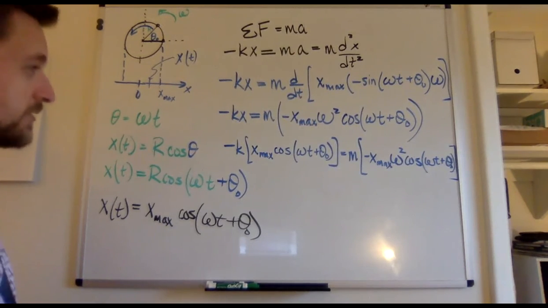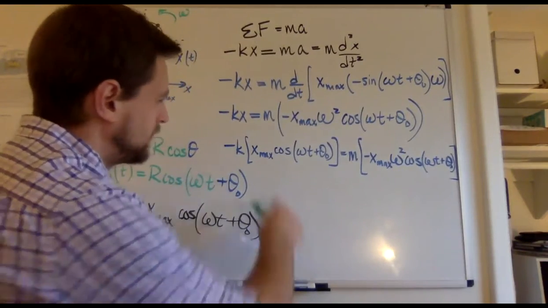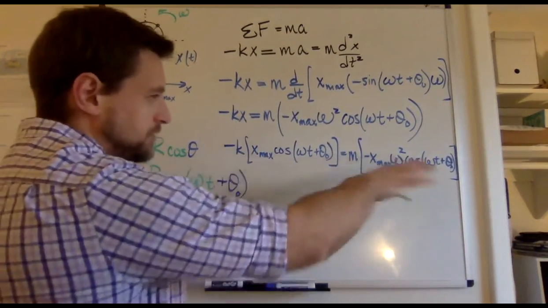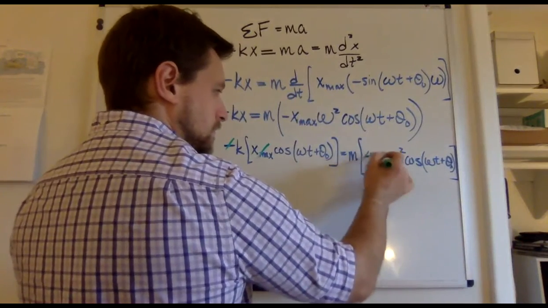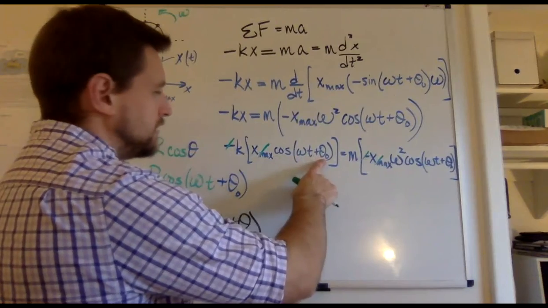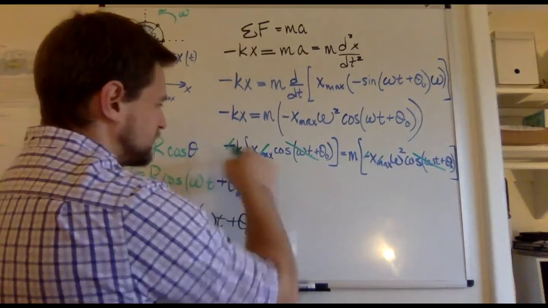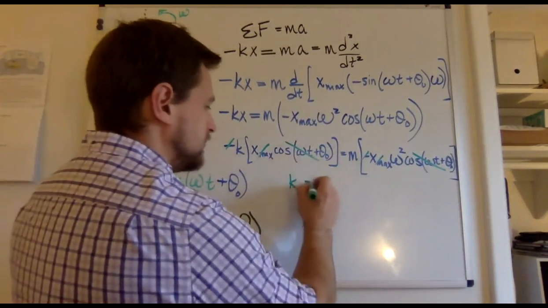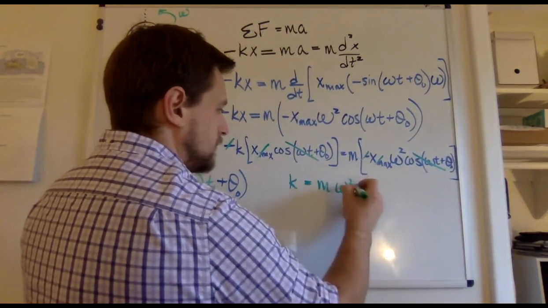Wait a minute. Do you all see what I'm seeing? We've got an x max on both sides. We've got a minus sign on both sides. Let's divide both sides by negative x max. We've got a cosine omega t plus theta 0 on both sides. Let's divide by that. And we have, let's see, we got k, oh, just k, all right, equals m omega squared.